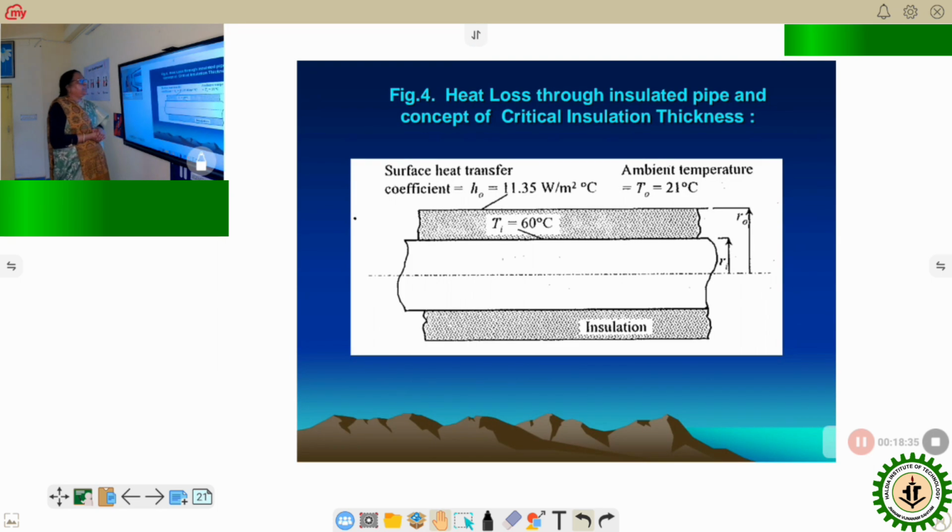Now, in a similar way, heat loss from the insulated pipe and the concept of the critical insulation thickness. Here fluid is flowing at 60 degrees centigrade, that means the inner temperature is 60 degrees centigrade, and that is the insulation, and the outer temperature is 21 degrees centigrade, that is the ambient temperature, and the film coefficient on the outer surface is 11.35 watt per meter square.